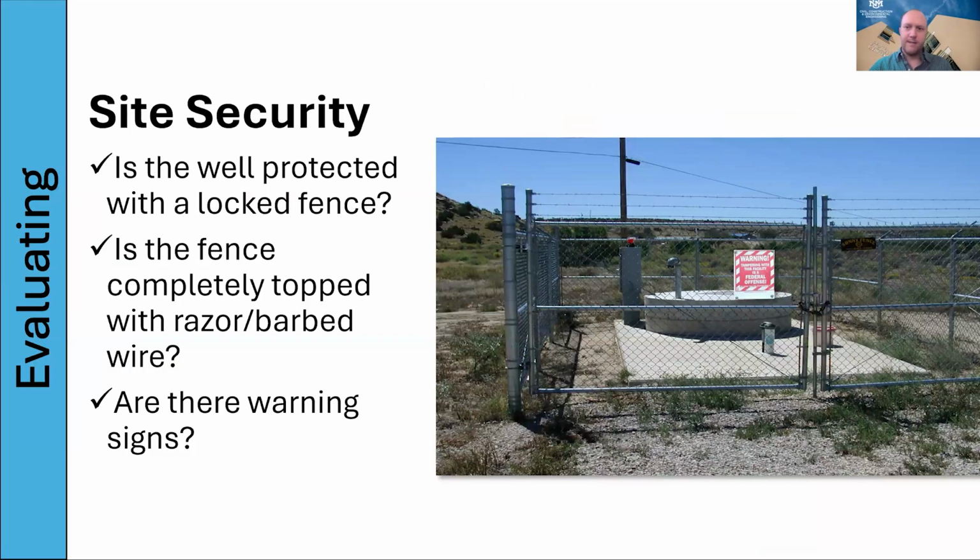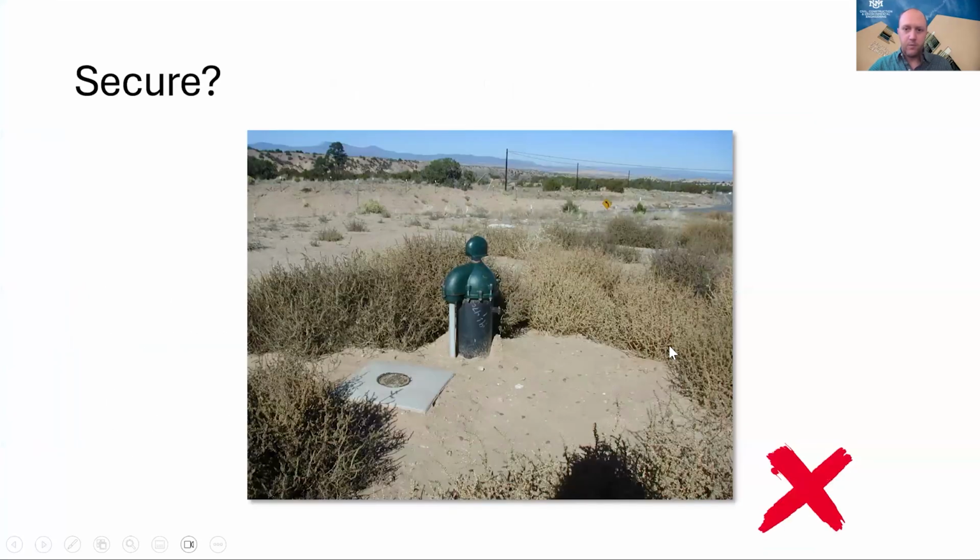Okay, and then lastly, site security. Every component of a water system should be protected from people that could want to break in and do anything to your water system. So there should be a fence with barbed wire or razor wire on top, and then there should be signs like this: warning, tampering with this facility is a federal offense, so keep people out of there.